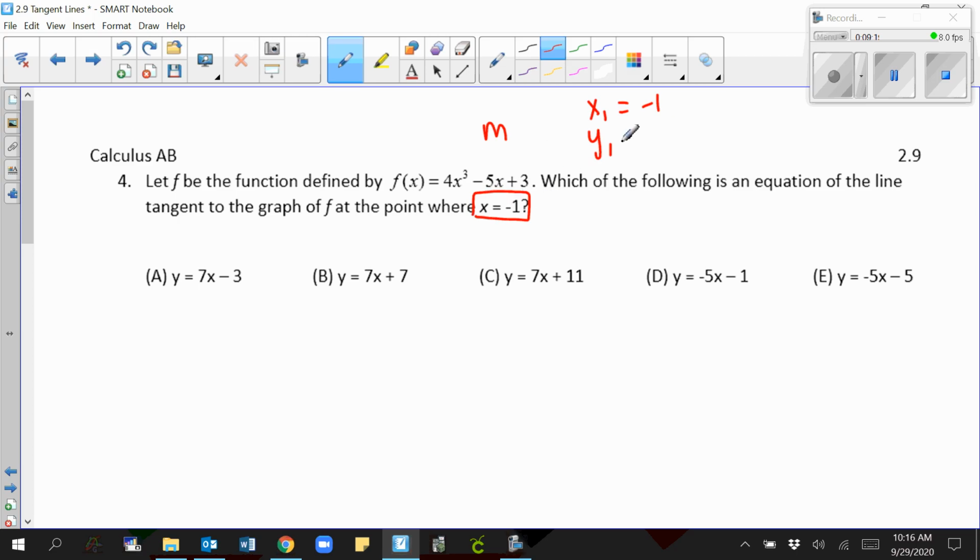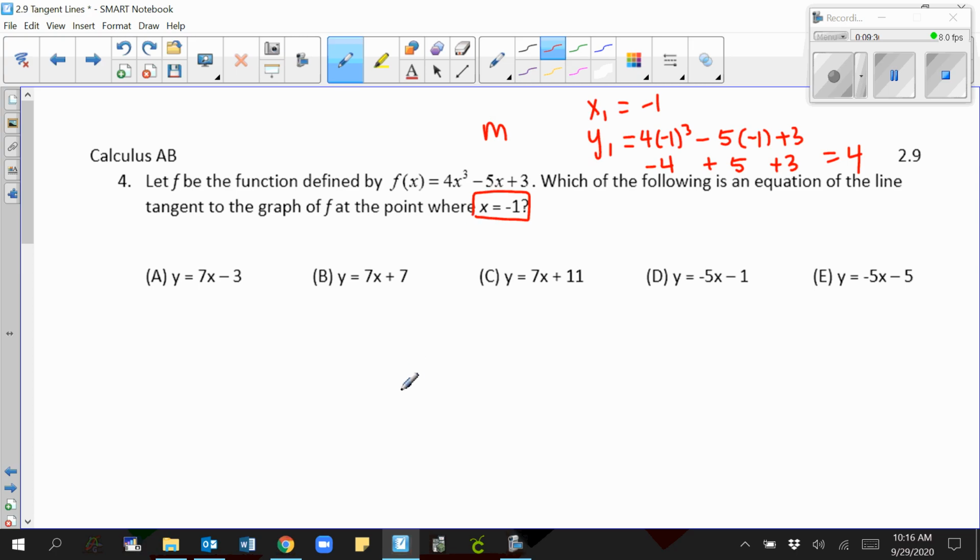y1 is when I plug negative 1 in there, so 4 times negative 1 cubed minus 5 times negative 1 plus 3, or negative 4 plus 5 plus 3. 5 plus 3 is 8, minus 4 gives me 4.